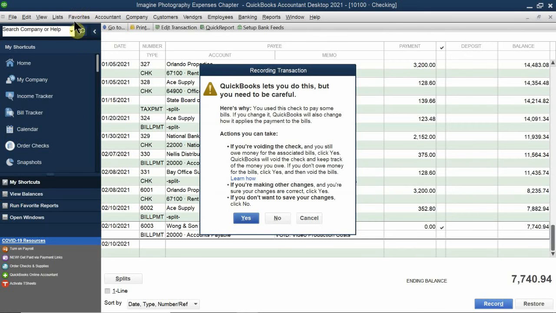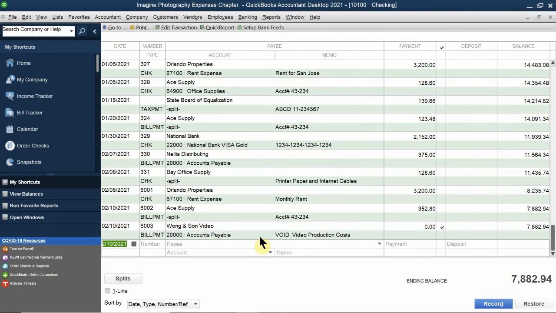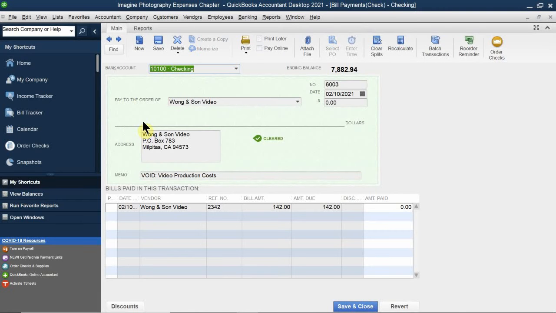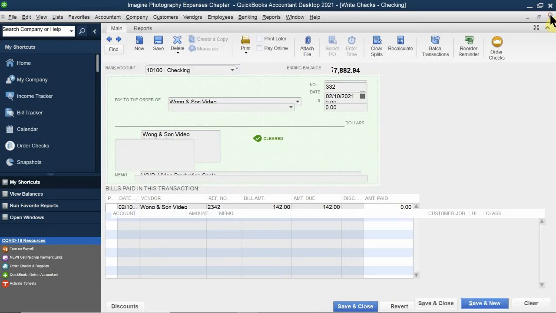In this case, I'm just going to go ahead and say, QuickBooks lets you do this, but you need to be careful, okay? So I'm just going to say yes. So there you go, boom. I saved my voided transaction and it even appears right here saying it's voided. If I were to click on that check, it will tell me that it is voided. Right here. And that means my bill payment has been undone.